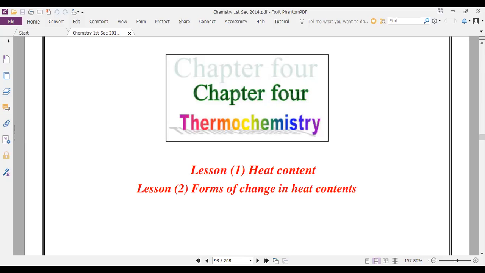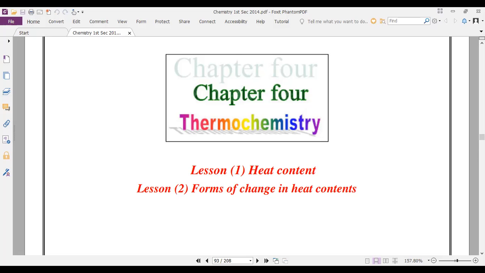Now we are going to begin a new part in chemistry, chapter 4, which is called thermochemistry. Thermochemistry represents chemical reactions according to their absorbing or releasing amount of heat. So it can be called thermochemistry. Okay, Mariam?